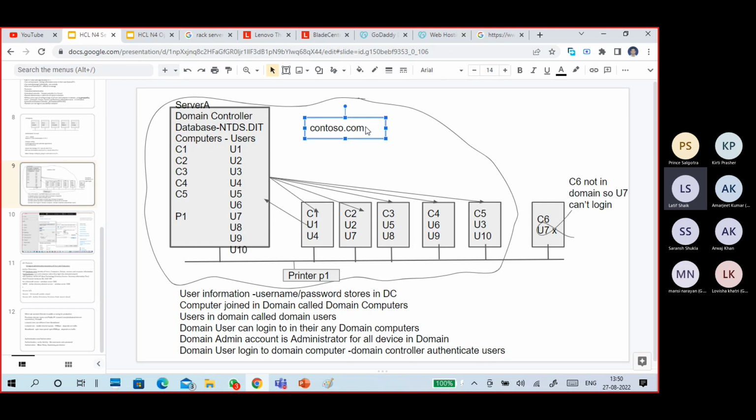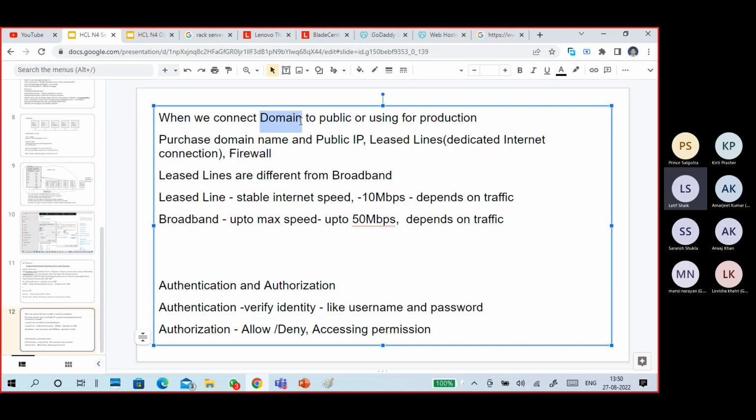Okay, you have a question, right? What is your question? Do you want to buy a domain name? Yes. Domain name cost, public IP address cost, dedicated leased line cost. Again, network security cost and managing people. This much of a cost burden falls on the people.